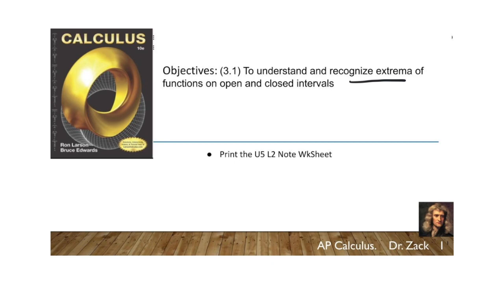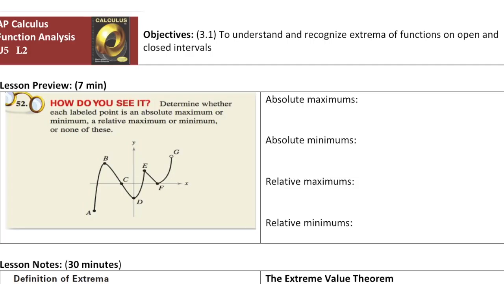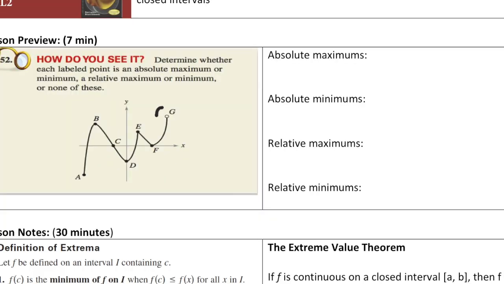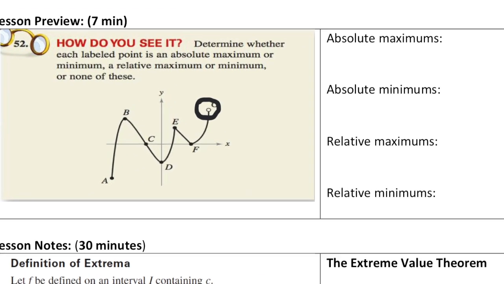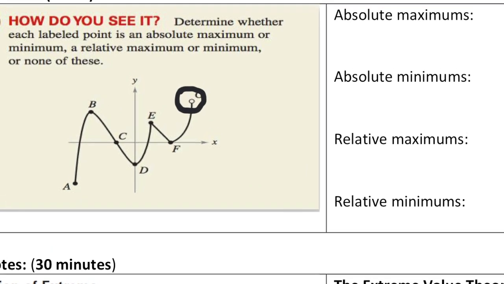Let's get started. Now that you've completed your lesson preview, what you should notice is that there were no absolute maximums. The reason is that when you look at G, the point G is an open interval, and if there's an open interval, you don't actually touch that value, so no absolute maximum. Your absolute minimum does occur at A. Your relative maximums were both B and E, and your relative minimums were C, D, and F.